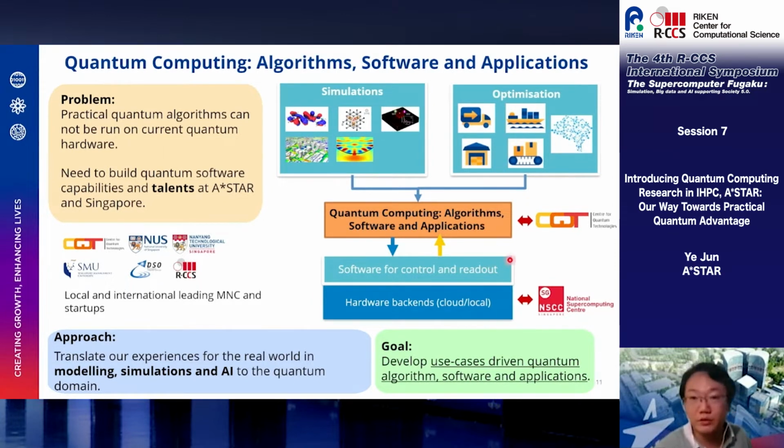But we also devise a strategy to look into the software for the control and readout. Currently, we don't really touch anything on hardware, but we would like to leverage all the developments for algorithm, software, and applications to harness the power of the NISQ devices as much as possible.